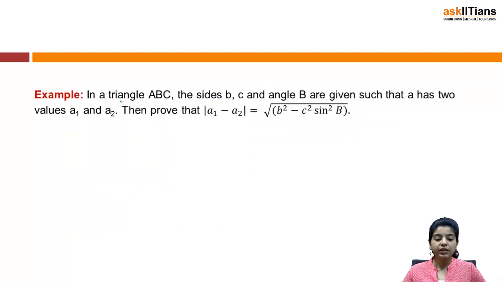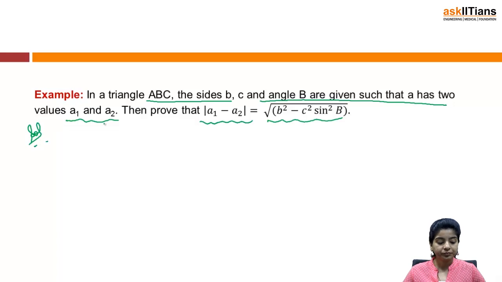The example says, in a triangle ABC, the sides b, c and angle B are given such that a has two values a1 and a2. Then prove that |a1 − a2| = 2√(b² − c² sin² B). Now see, b and c and angle B are given and it's given that a has two values. So how do we proceed?